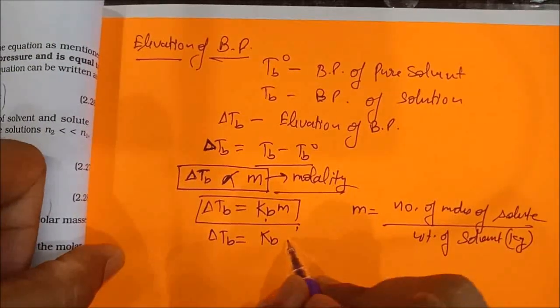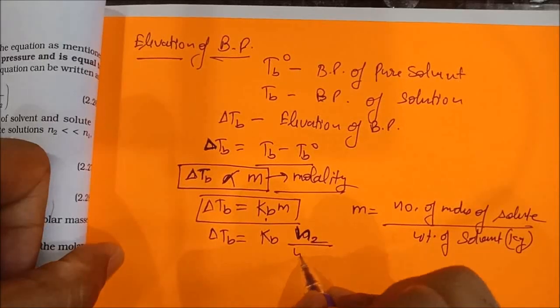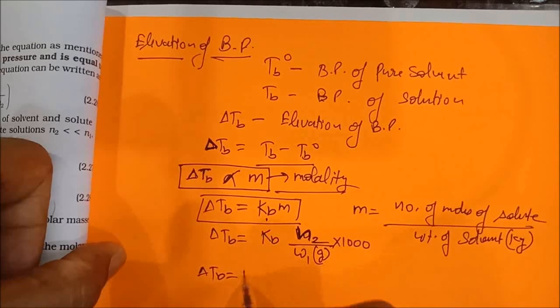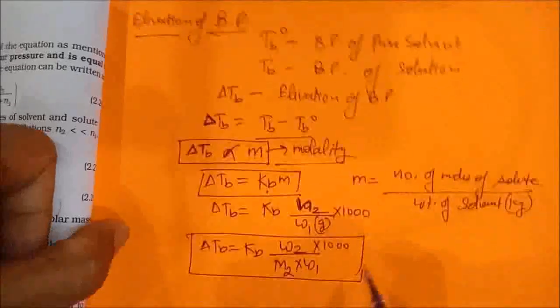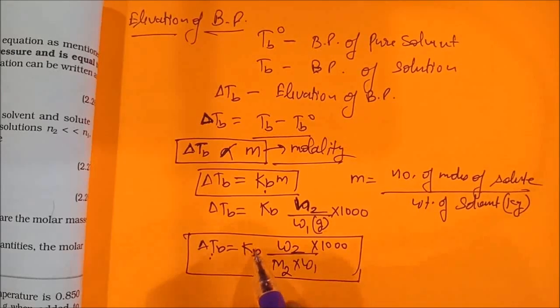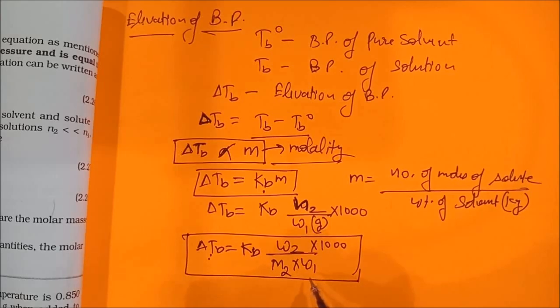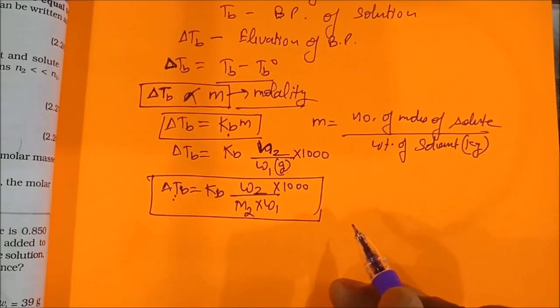Okay, so delta TB is equal to KB, and number of moles of solute means N2 upon W1, and if it is in gram, then multiplied by 1000. So delta TB is equal to KB, and N2 is equal to W2 upon M2, into W1, into 1000. So this is the equation where delta TB is the elevation of boiling point, KB is the molar elevation constant or ebullioscopic constant, W2 is the given mass of the solute, M2 is the molar mass of solute, and W1 is the given mass of solvent. With the help of this formula, you can calculate any of the variables which the question is asking.